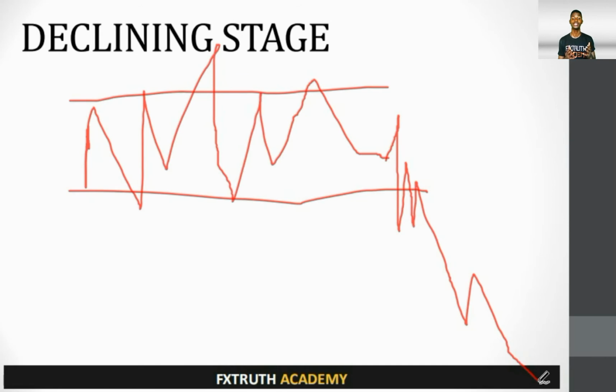You agree with me? Good. So now, forming a new downtrend. And this downtrend is known as a declining stage. It's known as a declining stage. So now let's see how this applies to the real forex chart.